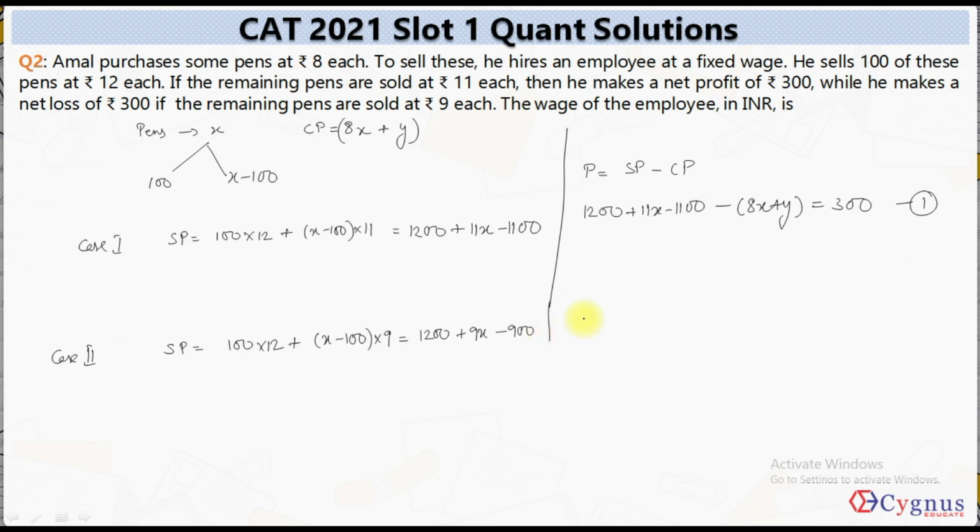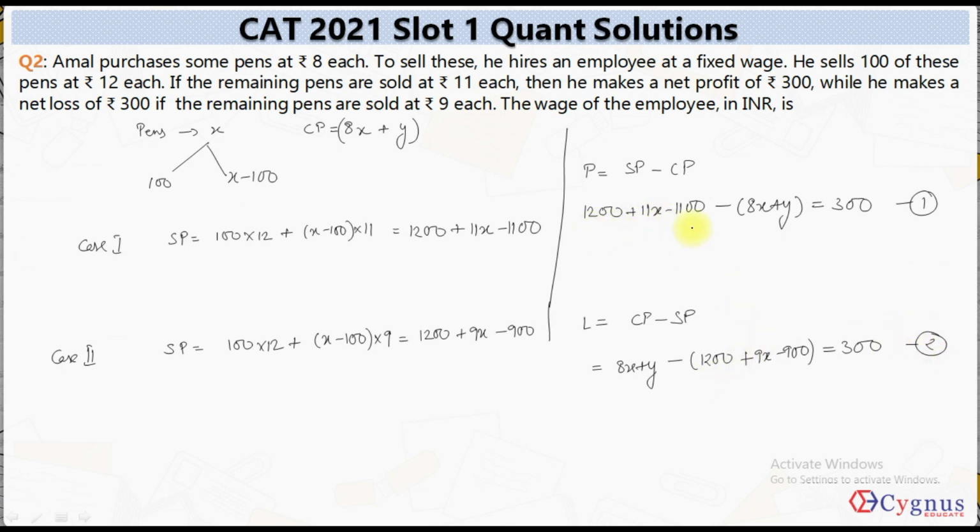Then he'll bear a loss, and loss is always written equal to what? Cost price minus selling price. What was the cost price? 8x plus y. What is y here? The salary of that employee, minus the selling price, that is 1200 plus 9x minus 900. This is also given equal to 300. This is equation number 2 for me.